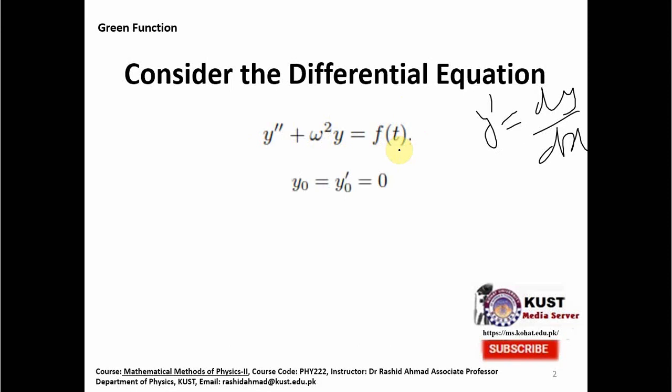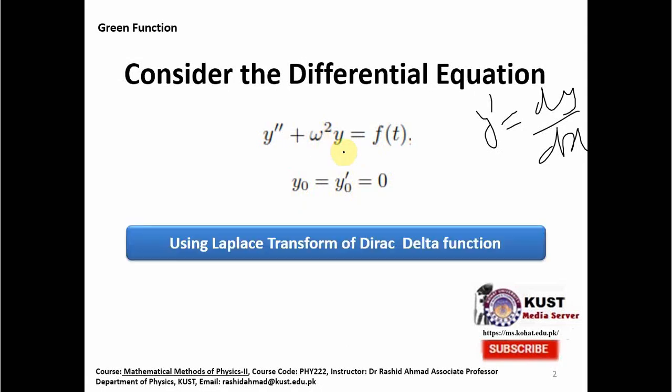We also consider the initial conditions that when t is equal to 0, we have y naught equal to 0, and y naught prime, that is the first derivative of y naught, is also equal to 0. So this is our initial condition to solve this second order linear differential equation.